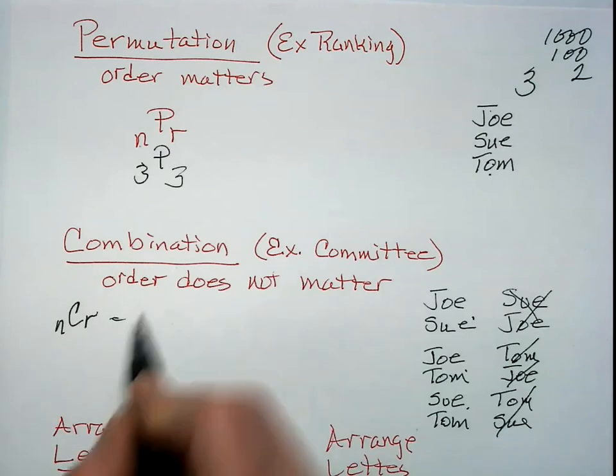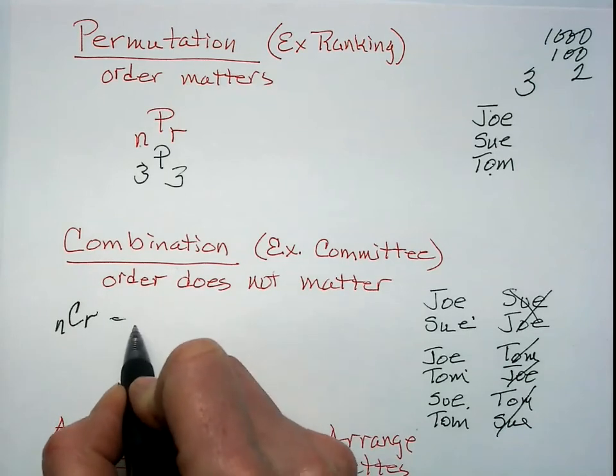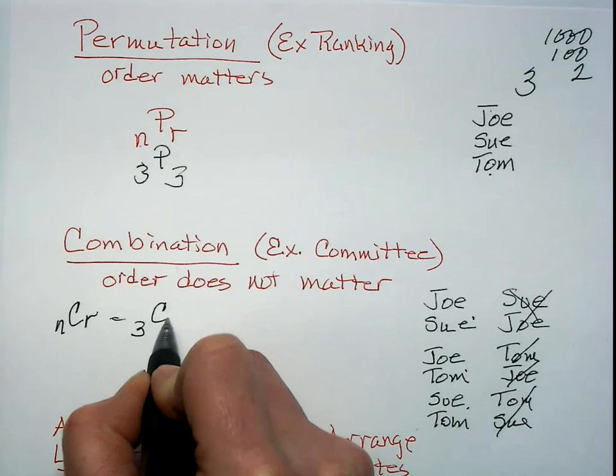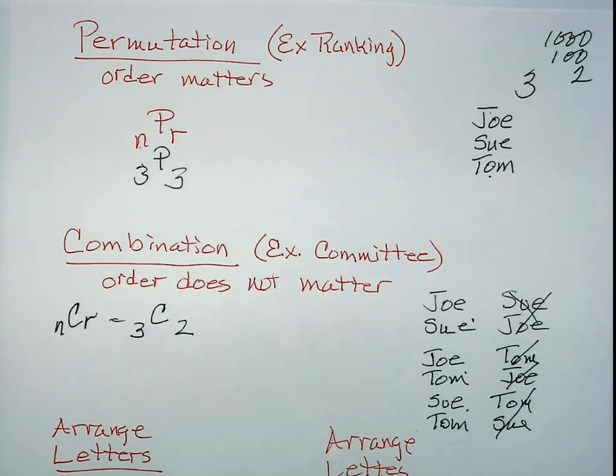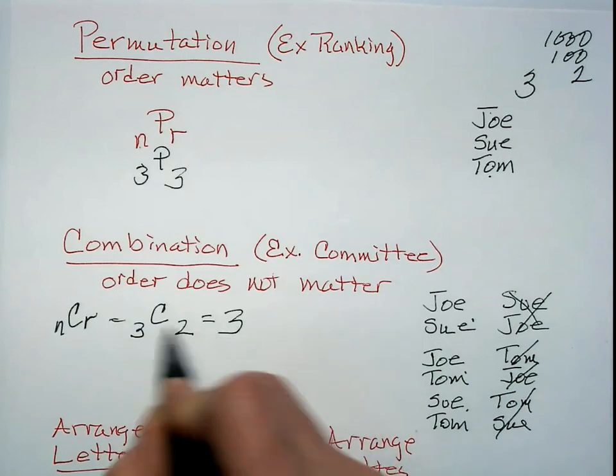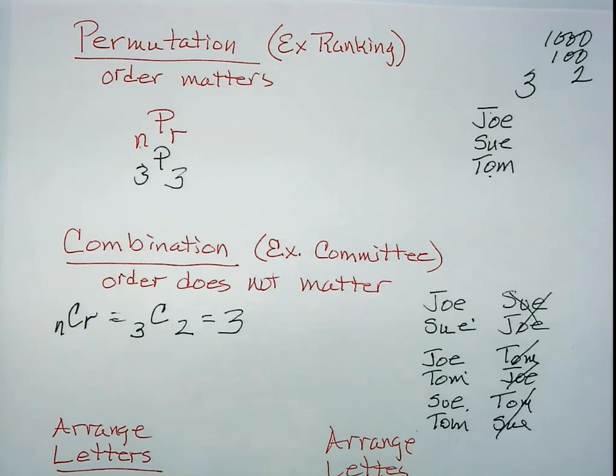How would we write this? We would write there are 3 people, C, and I'm selecting 2. Okay? If you do this on your calculator, you should get 3. I tell people, remember, when you're reading a word problem, if it says something like committee or order does not matter, it's a combination.